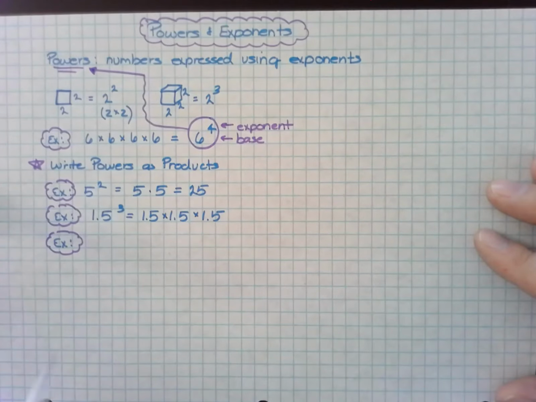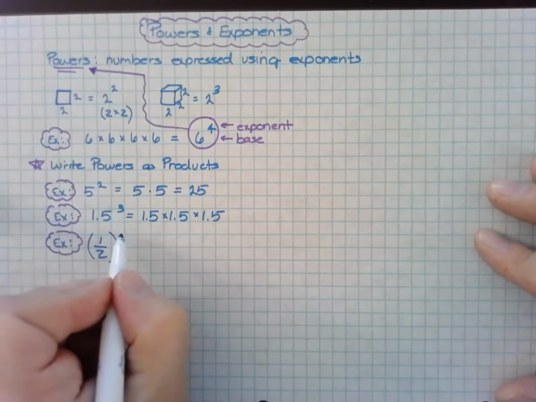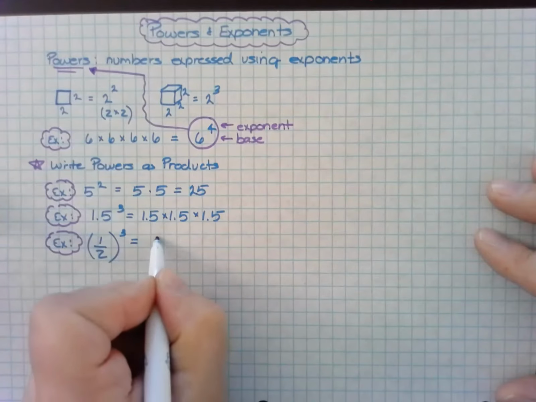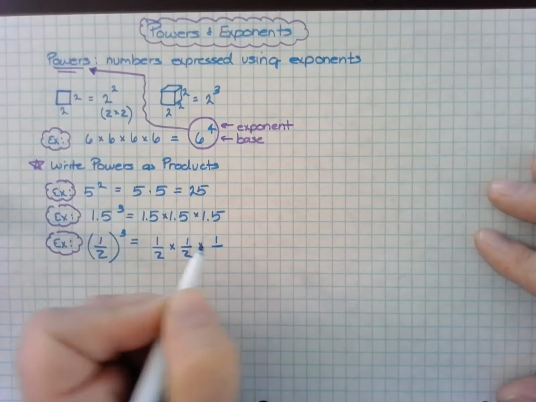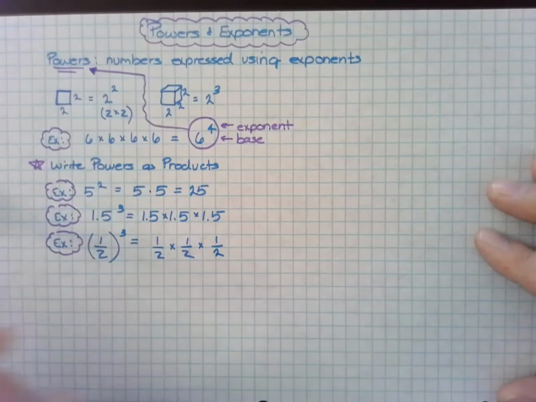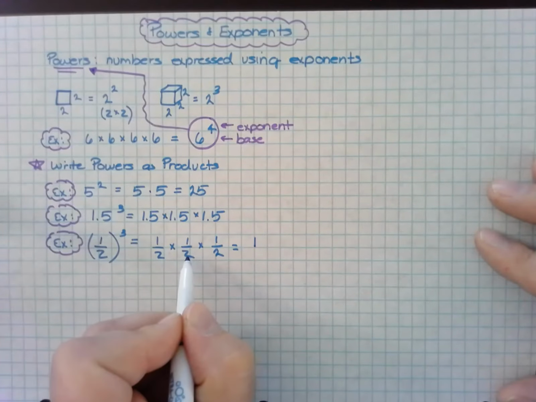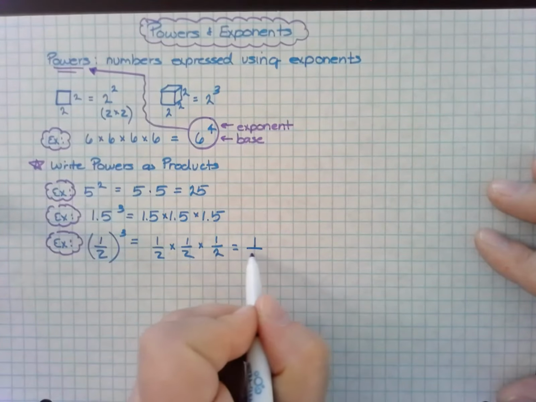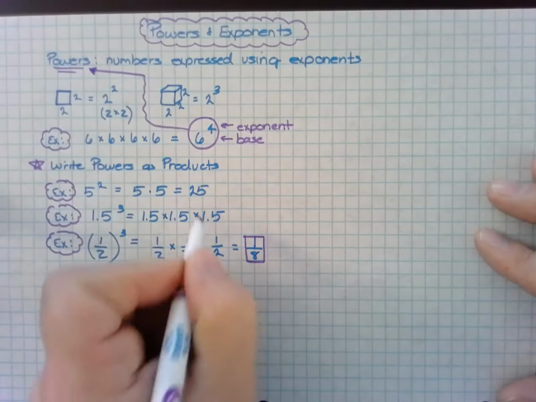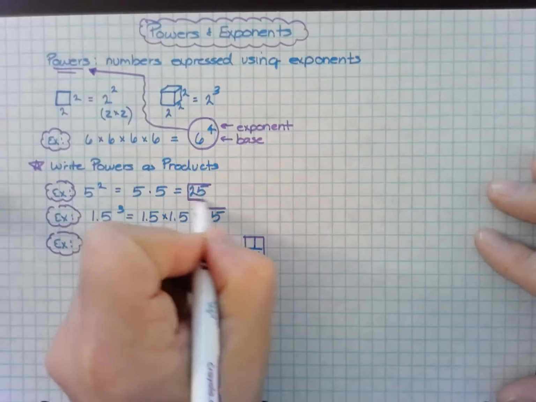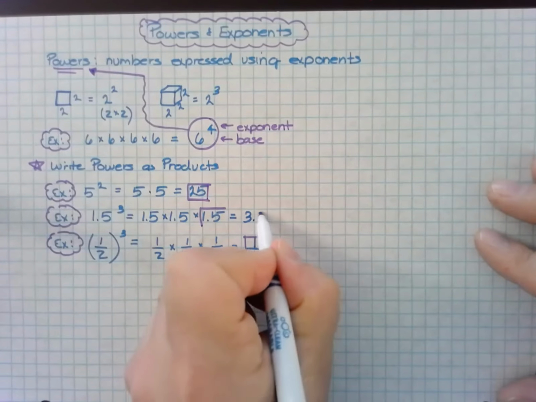Where we might have a fraction, like 1/2, raised to the 3rd power. This is the same thing as saying 1/2 times 1/2 times 1/2. And this is equal to 1 times 1 times 1, which is 1, over 2 times 2 is 4, 4 times 2 is 8. And so the answer is 1/8. And this answer here is actually 3.37.